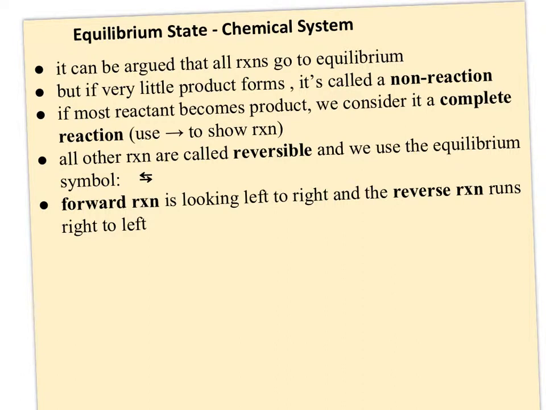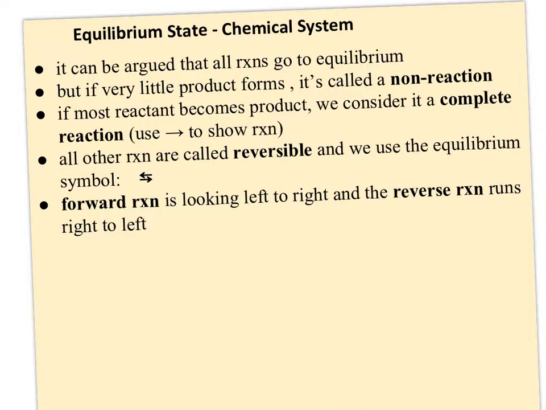It can be argued that all reactions go to equilibrium, but if very little product forms, we tend to call that a non-reaction. And if most reactant becomes product, then we consider it a complete reaction. So a non-reaction we indicate by putting NR and not even writing any products down, whereas a complete reaction we show by using a single arrow to the right. All other reactions, and the majority of them, are what we call reversible, and we use the equilibrium symbol with an arrow running both directions, or a double-headed arrow.